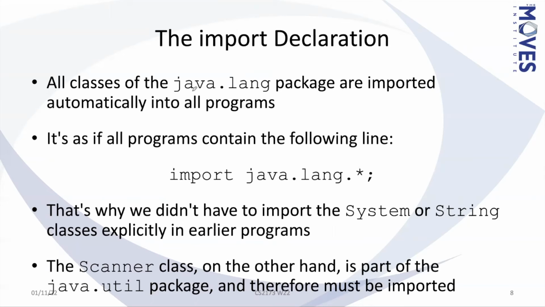Okay, so again, anything in the java.lang package is imported automatically. That's why we didn't have to import System or String or any of the other ones. Scanner, we had to explicitly either import or use the fully qualified name. And again, you should never use this star thing.